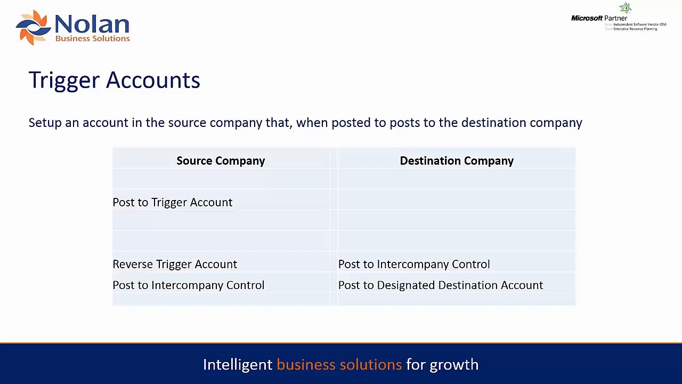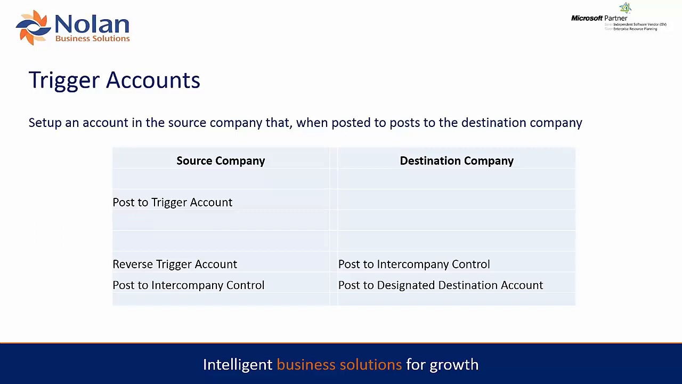These are very handy to be used because a trigger account doesn't need any human interaction to run. So whenever you post in a value to that trigger account, it'll automatically do all the intercompany postings for you. This means that the Nolan Business Solutions intercompany works with all the modules inside GP. So whether it's a sales posting, a purchase process posting, general ledger journal, or even if it's coming from other modules such as project accounting or field service, you can post intercompany using these trigger accounts.